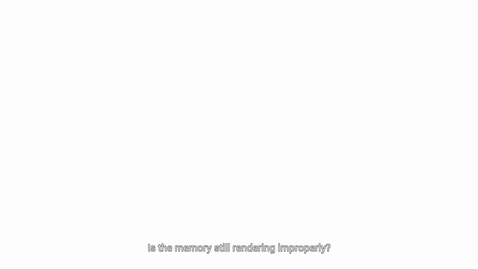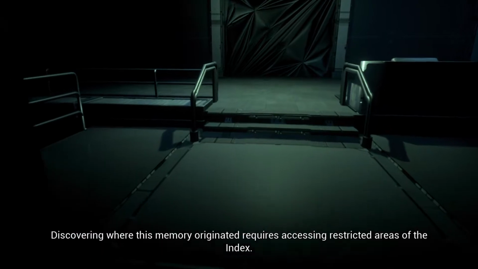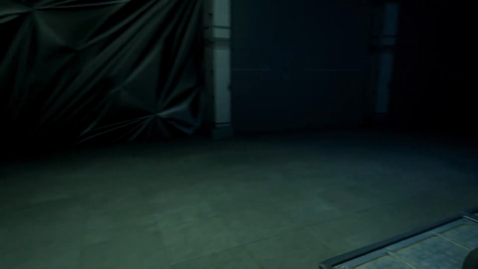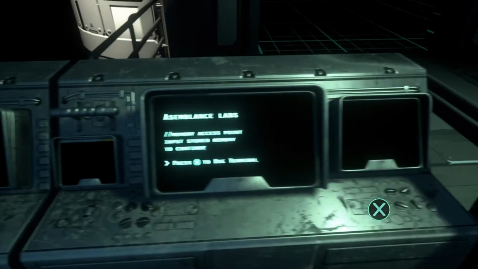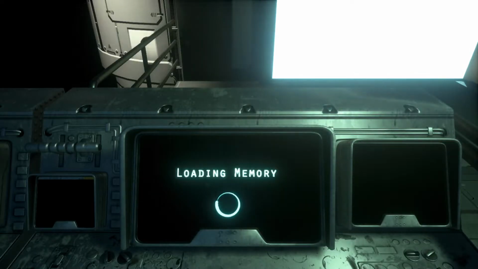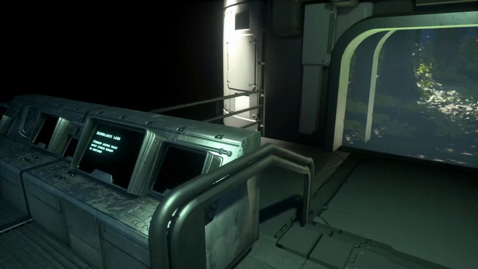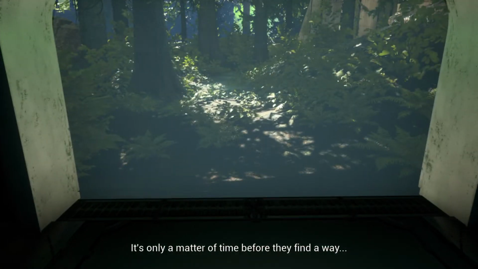Memory still rendering improperly? Discovering where this memory originated requires accessing restricted areas of the index. It's only a matter of time before they find a way.